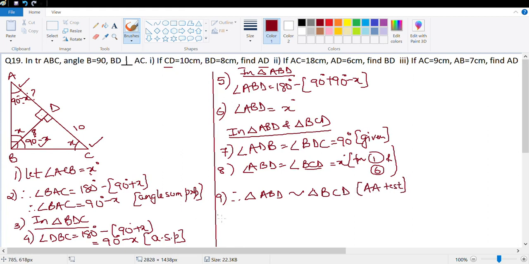What this gives us is, point number 10, AB upon BC is equal to AD upon BD is equal to BD upon CD. This is CSSD.